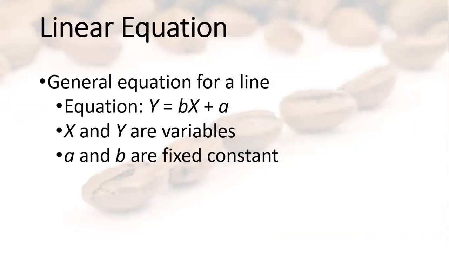So this is the linear regression equation. y is equal to bx plus a. Some textbooks write y is equal to a plus bx. It doesn't make a big difference. x and y are variables. The x is a predictor variable, and y is the outcome variable. a and b are constants. So you can read around that.